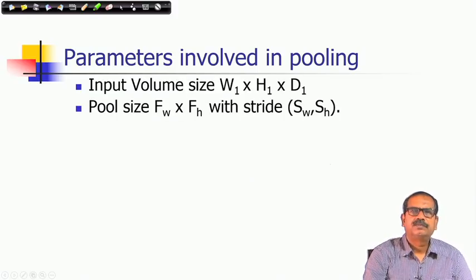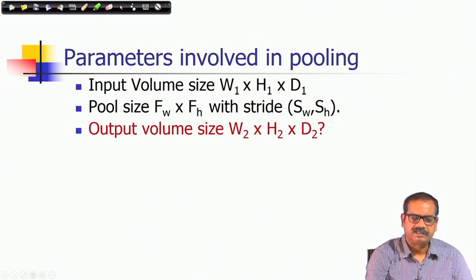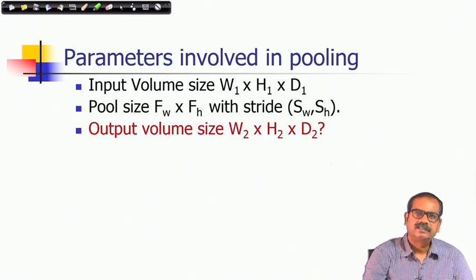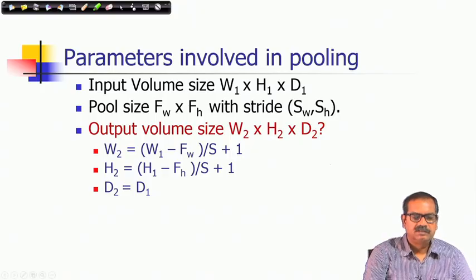Here the input volume size is once again W1 cross H1 cross D1, and pool size could be FW cross FH with stride SW, SH. So, the output volume size is W2 cross H2 cross D2, and that is related to the input parameters. W2 would be (W1 minus FW) divided by S plus 1, and H2 is (H1 minus FH) divided by S plus 1, and the depth remains the same as the input.